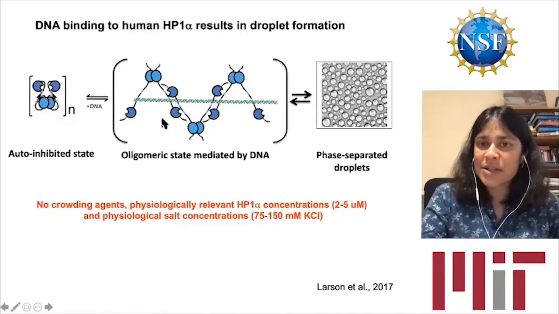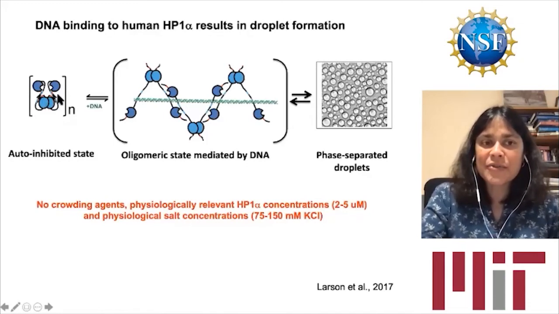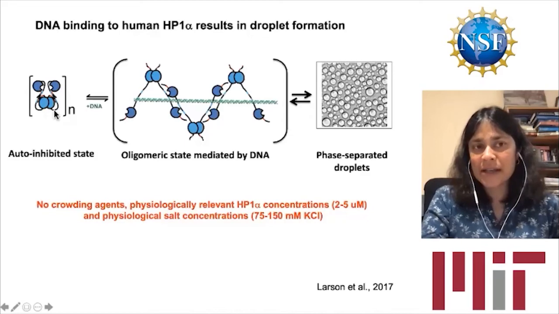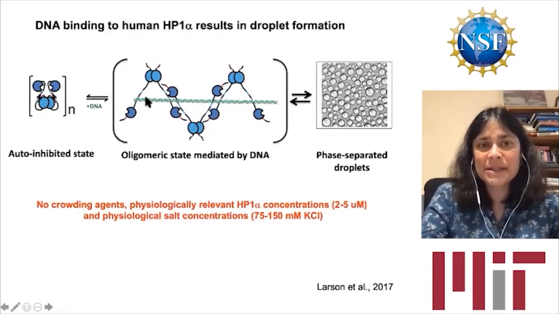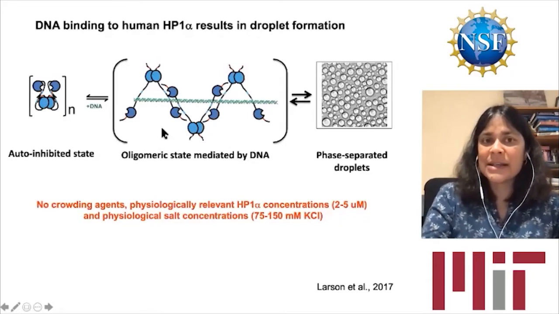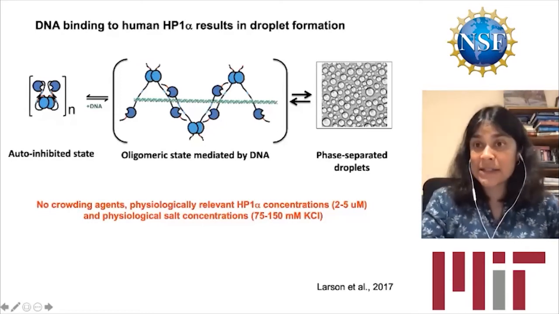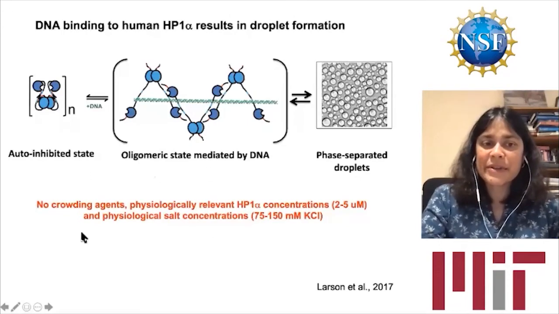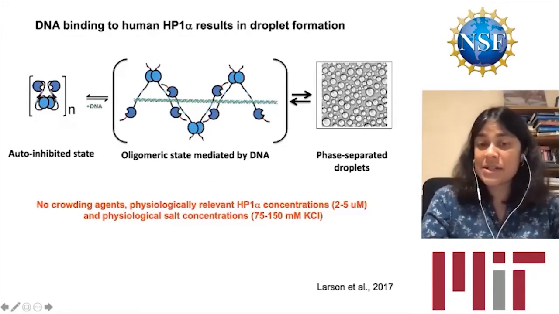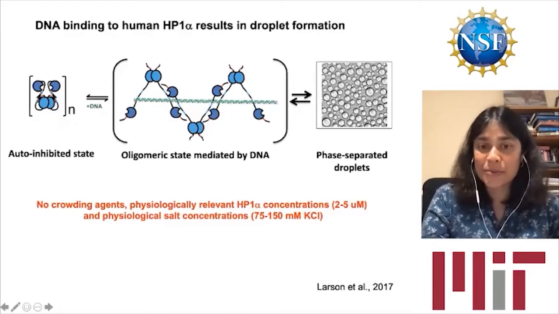But in the process of forming these phase-separated droplets, it starts out from an auto-inhibited state in the absence of any ligands. When you add in DNA, it binds the DNA and then forms these phase-separated droplets. We believe binding of DNA opens up the auto-inhibited state because the hinge region, which is occluded in the auto-inhibited state, now becomes accessible due to DNA binding. And this allows the HP1 alpha molecule to oligomerize and form the many multivalent interactions that are needed for phase-separated droplets. I want to point out that this phase separation behavior is seen in the absence of crowding agents and under physiologically relevant HP1 alpha concentrations in the low micromolar regime.